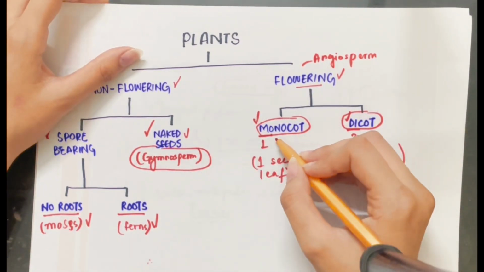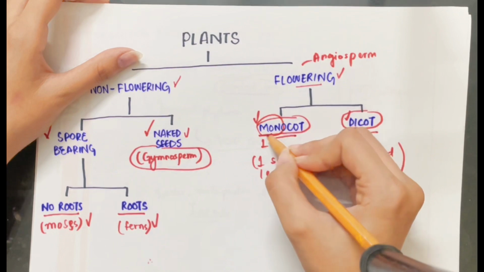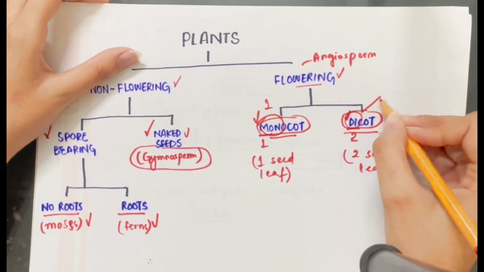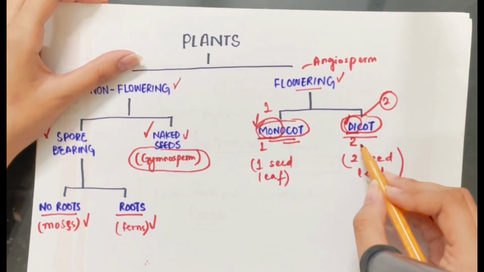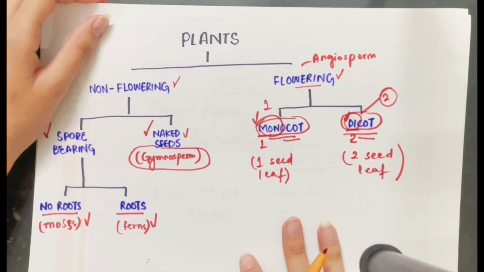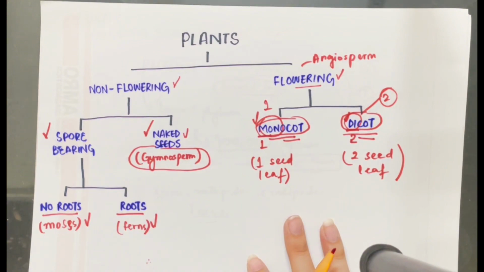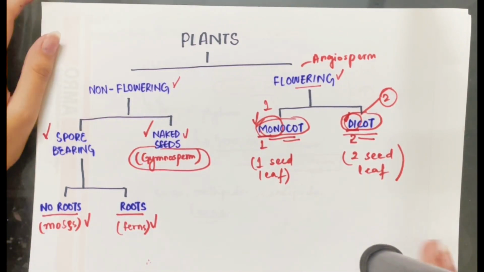The flowering plants consist of monocots or dicots. By mono, it means one, and by di, it means two. So the monocot is made up of one seed leaf, and the dicot is made up of two seed leaves. This is all you need to learn about the section on plants in your 2.2.